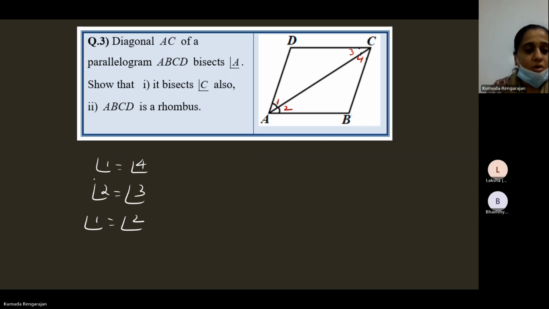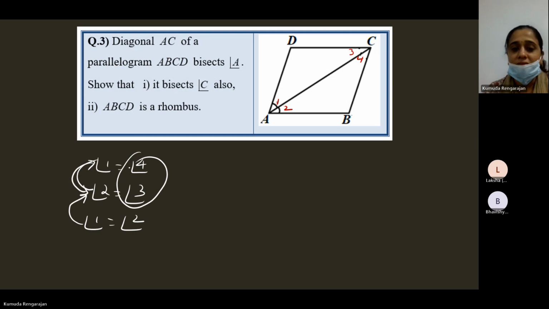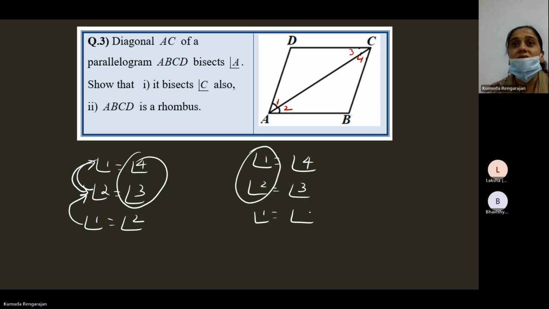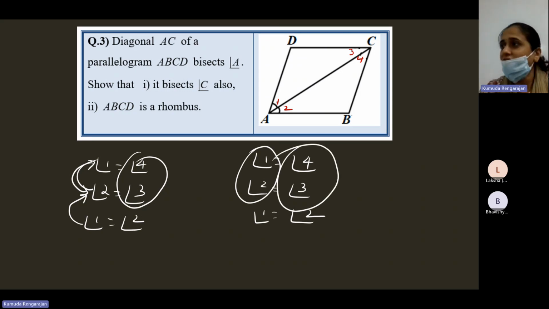Now look at this. 1 is equal to 4, 2 is equal to 3, but 1 and 2 are equal. See here. Compare this. 1 is equal to 2, but you see 1 and 2 here. That means 3 is equal to 4, right? Angle 1 is equal to angle 4, alternate angles. Angle 2 is equal to angle 3, alternate angles. But 1 and 2 themselves are equal. That means 3 is equal to 4. 3 is equal to 4 means AC bisects angle C.